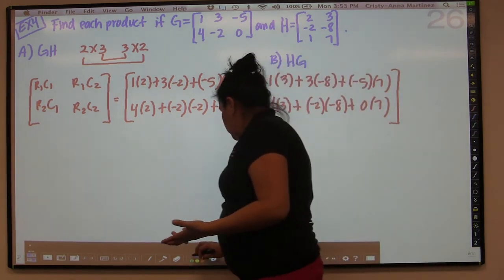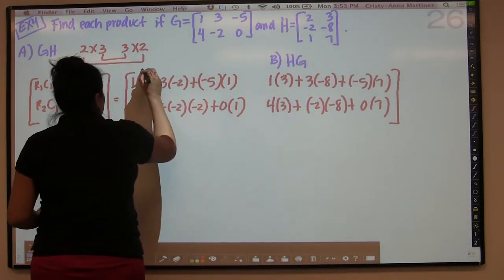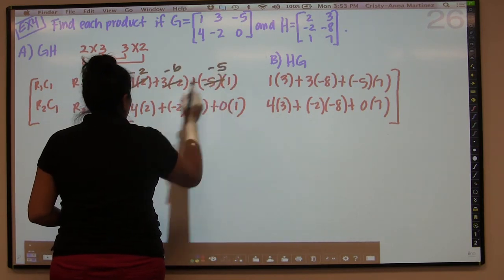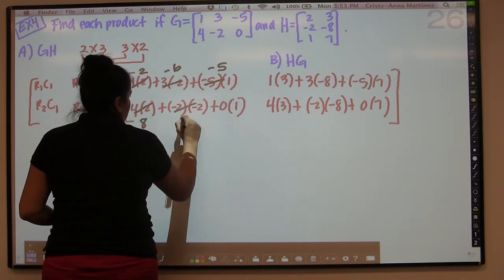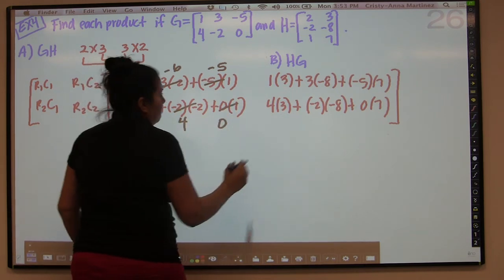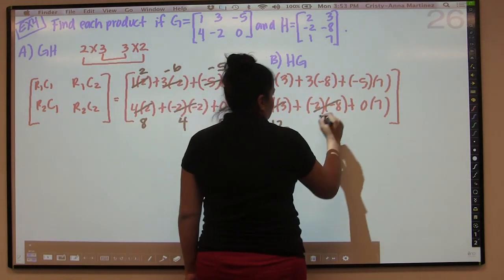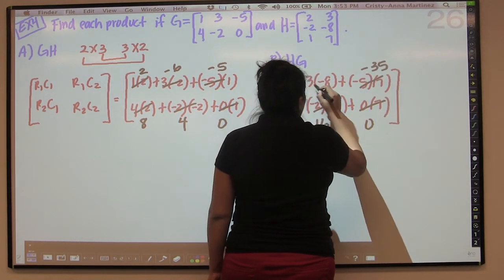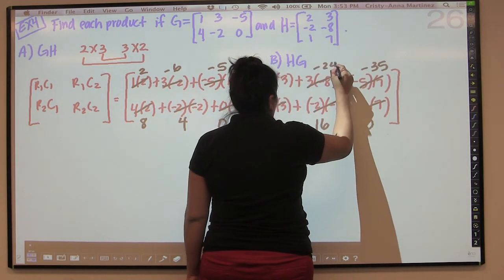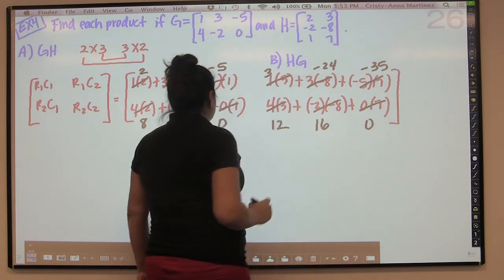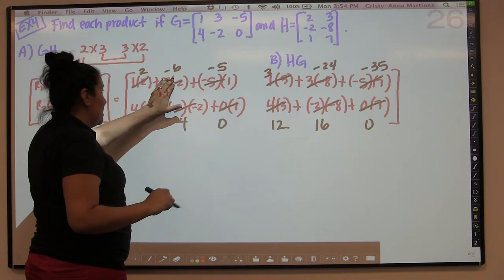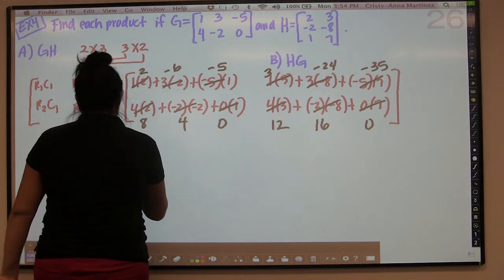We just need to finalize our answers here. So this is a 2, this is -6, and this is -5. This is 8, this is +4, that's 0. This is 12, this is 16, 0, -35, -24, and 3. So 2 minus 6 is -4, -4 minus 5 is -9.